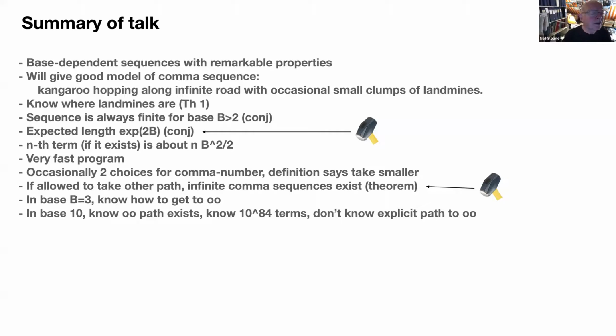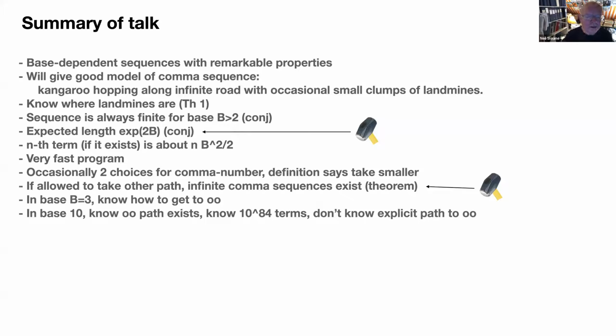Base 2 is special. And we have a conjecture which Robert Bliss just told me he and Natasha have proved, I haven't checked the proof yet, but it says that the expected length of a comma sequence in base B is e to the 2b. And the conjecture, another conjecture, is it's always finite. A rule of thumb is that if the nth term is about n times b squared over 2, we have a very fast program.